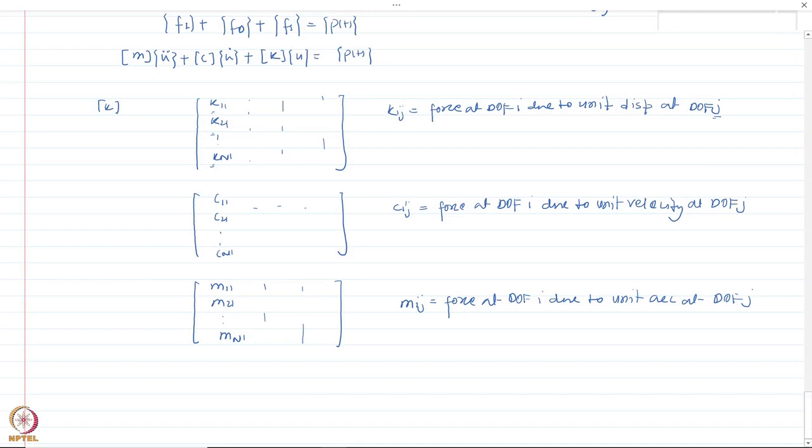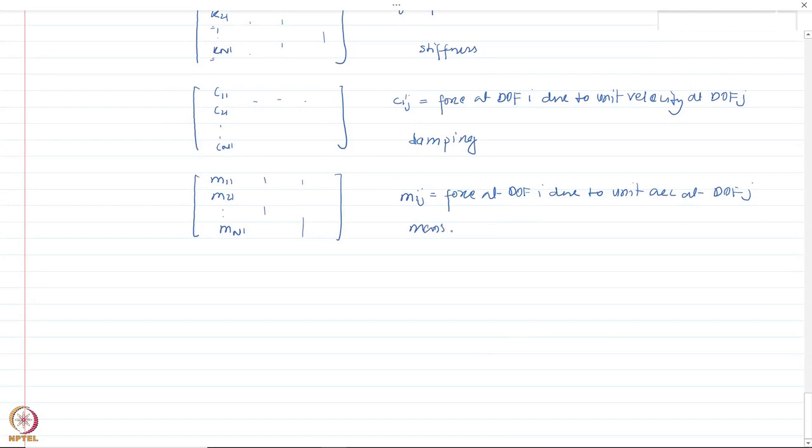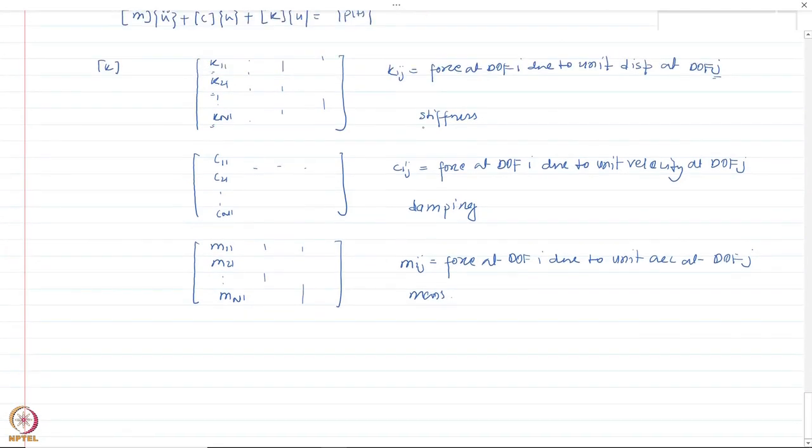Okay, and that can be done using static analysis. This is considered in the stiffness component of the structure. This is considered in the damping component. And this is considered in the mass component. So in the stiffness component, we only consider the bare frame. In the damping component, we only consider the dampers. And in the mass component, we only consider the masses in the system without the frame or the damper.